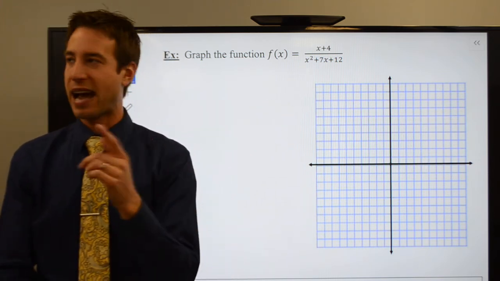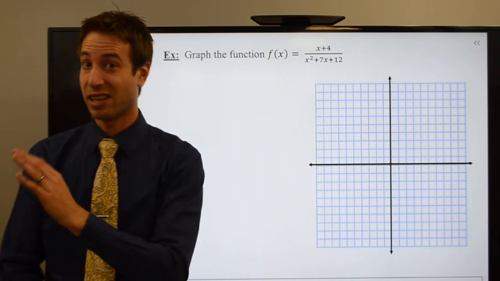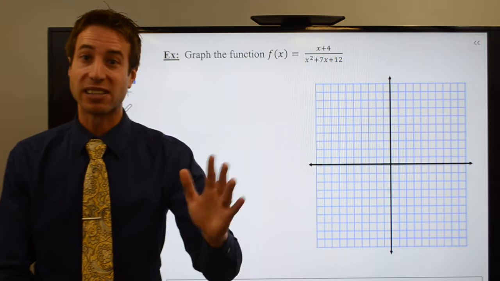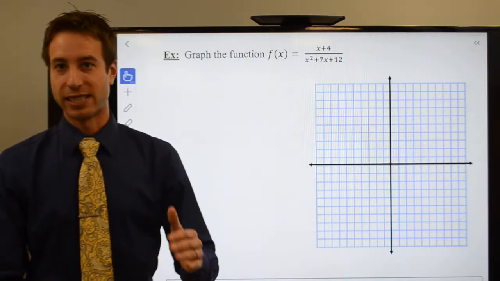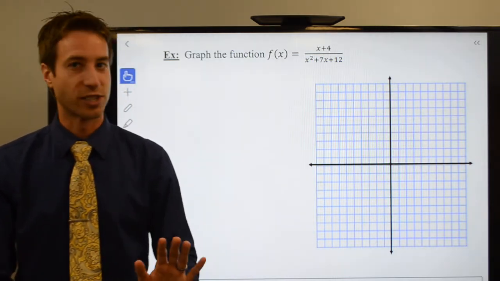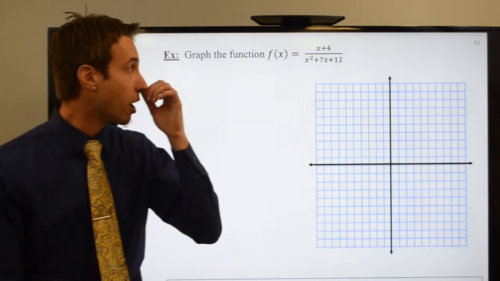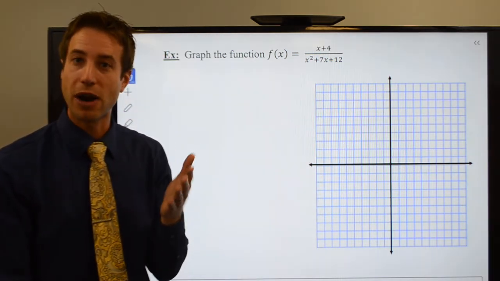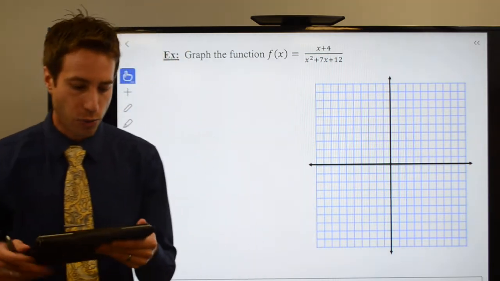After that last one we did, which was really kind of a nightmare, yes, you'll still need to be able to do problems like that, but let's try one that's a little calmer. This one's not quite as hyper. So here we go. I give you this rational function. I want you to graph it. And I give you a roadmap.